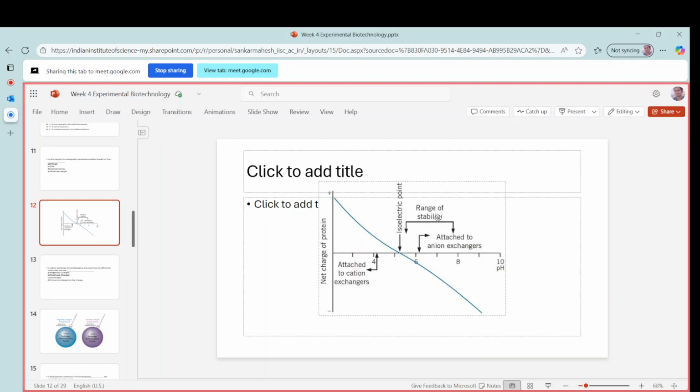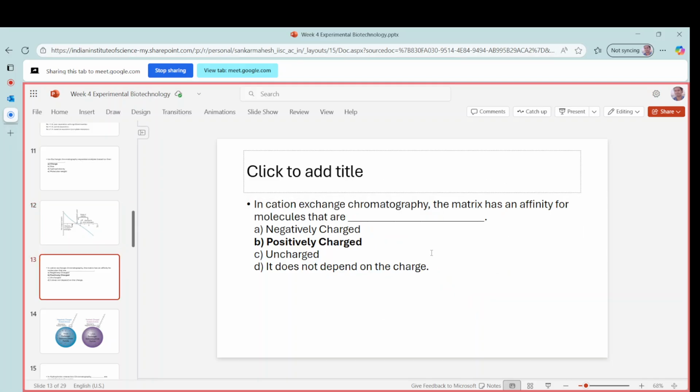If pI equals pH, you have zero net charge. But as your pH goes lesser than your pI, because you have more hydrogen, H plus, which is protons, all your carboxyl groups in your amino acids will be protonated. Whereas your amine groups will get, instead of NH2, NH3 plus. So it will be positively charged. That is why it can bind to cation exchangers. And that is what answers this question.